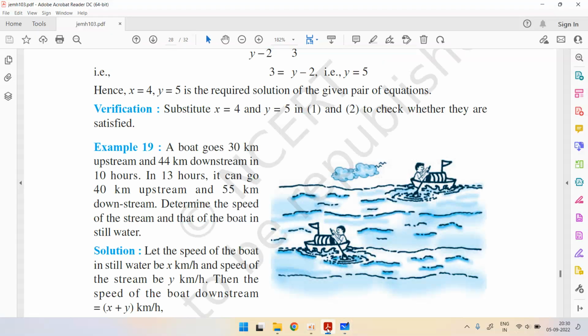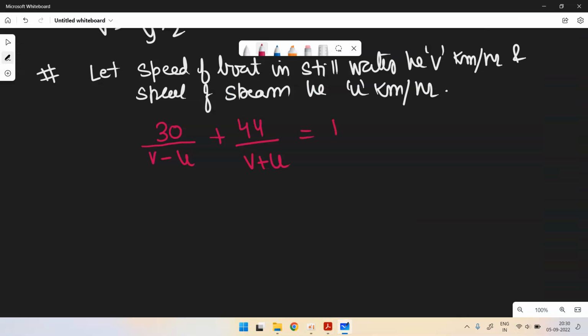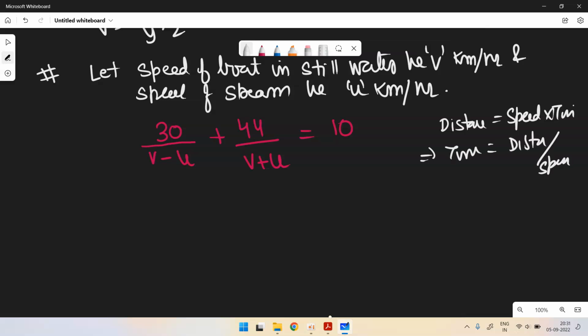The total time taken is 10 hours. You know that this is distance, this is speed, and it gives you time. I'll write it separately: distance equals speed into time. But from here, time equals distance upon speed. The basic formula. You must remember this.